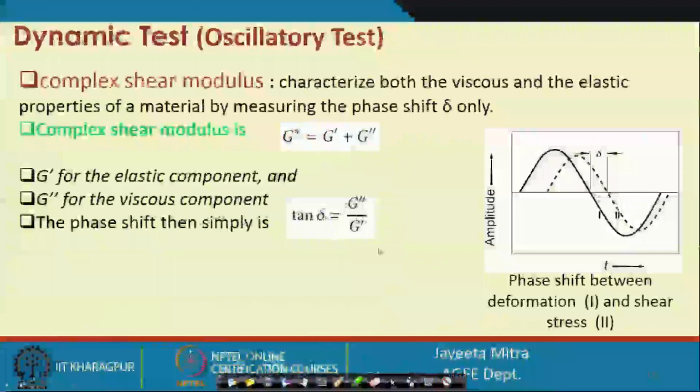So, that we can identify from the oscillatory test, and in a similar fashion we can also calculate the complex viscosity, where there will be a kind of real viscosity and imaginary viscosity. Real viscosity for the viscous component and imaginary viscosity for the elastic component. So, instead of G we can also express it in terms of the complex viscosity.